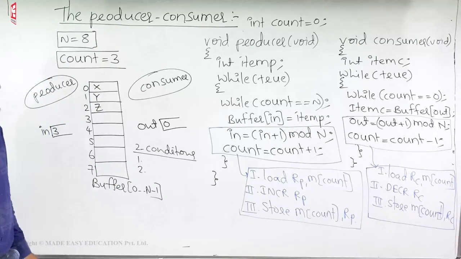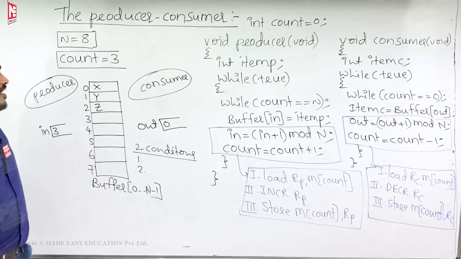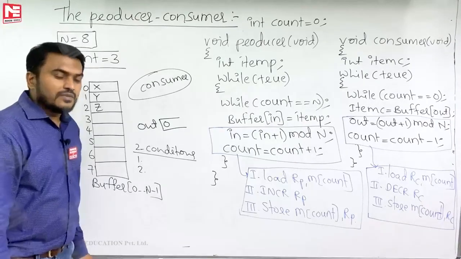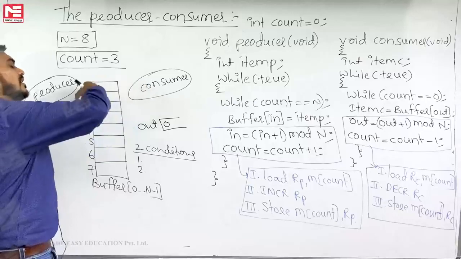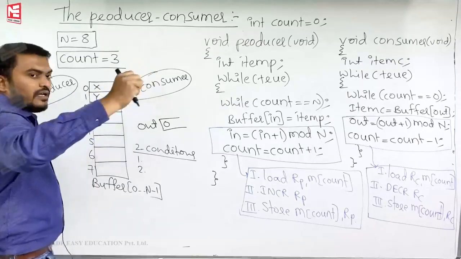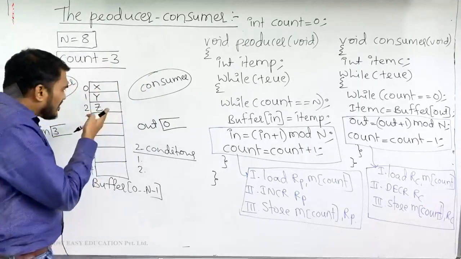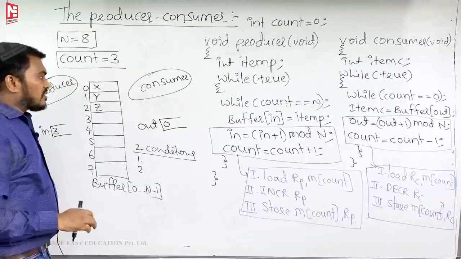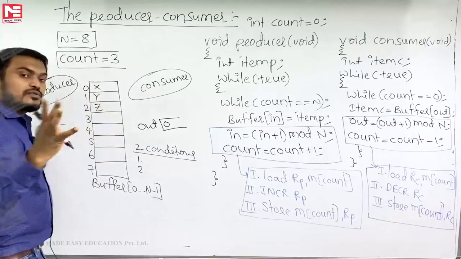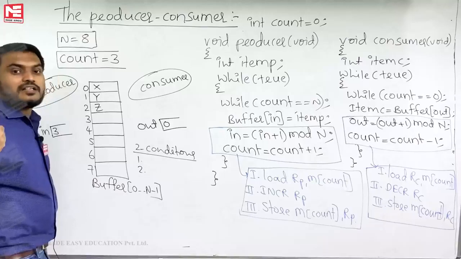Guess कर सकते हैं. Consumer के लिए क्या condition होगा? Okay, when the buffer is empty. Very good. So listen here. Consumer can consume the item from the buffer only when there is an item present in the buffer. So if the buffer is empty, consumer is not allowed to consume the item from the buffer.